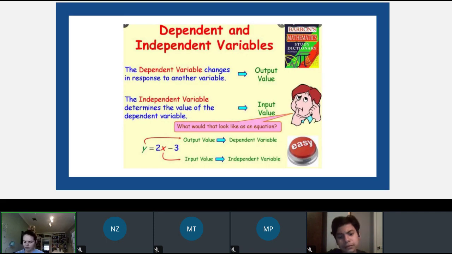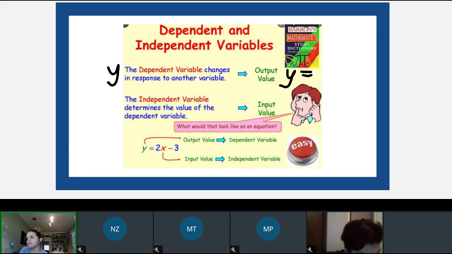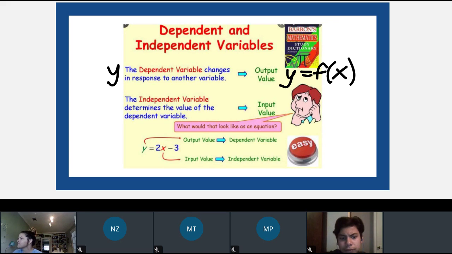Okay, let's talk about some other vocabulary words we're going to need to know. Dependent and independent variables. The dependent variable changes in response to another variable. So the dependent variable is our y value, or sometimes it is represented as f of x. That's going to be our dependent variable.